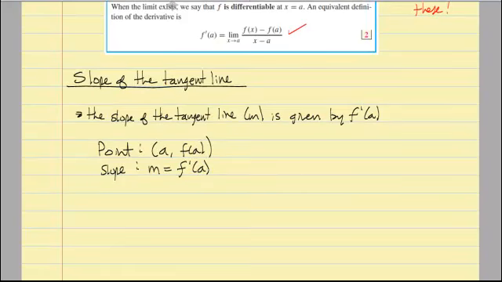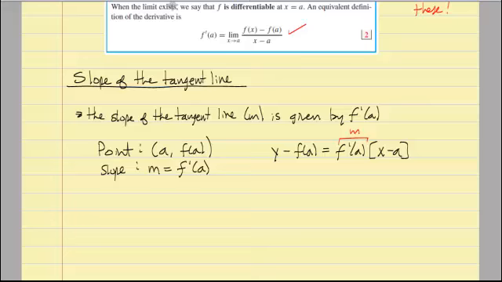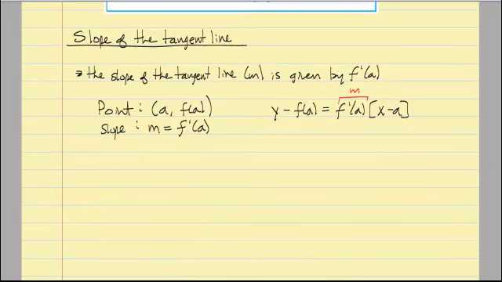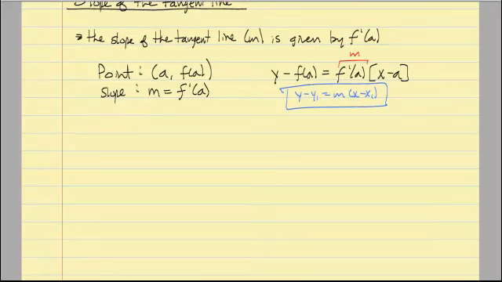So to write the equation of the line then, I have y minus f of a is equal to f prime at a times x minus a. And again, this value of f prime at a is just equal to the slope of the tangent line at that particular point. Real quick, this should look pretty familiar from algebra. This is just an alternate form of the point-slope form of the equation. So let's go ahead and look at an example.